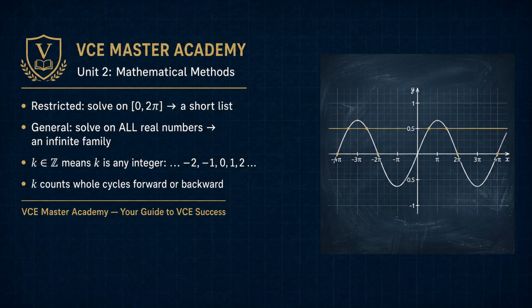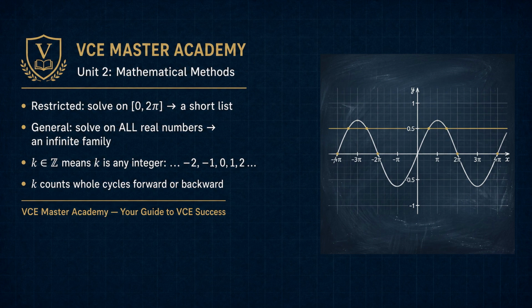Until now, questions gave you a fence. Solve between 0 and 2 pi. Inside the fence, 2 answers. A short list. Done. But look at the graph on the right. The wave does not stop at 2 pi. It repeats forever. The gold line cuts it again and again. Infinitely many answers. Do not panic. It is a pattern. Know one cycle and you know them all.